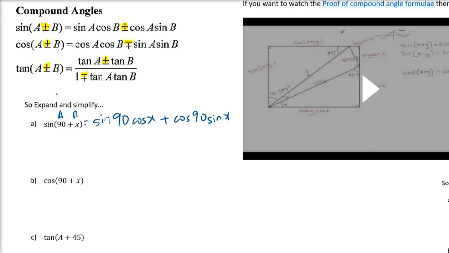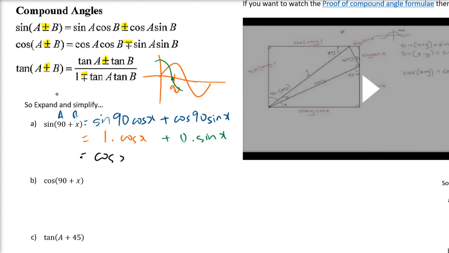If you think back to our trig graphs, there's the sine graph, so sine of 90 is just there, which is 1. That's 1 times cos x. And the cosine graph, cos of 90 is actually 0. So that's 0 times sine x. So my answer, sine of 90 plus x, is the same as the cos of x. Okay, so that's what we're trying to expand and simplify.